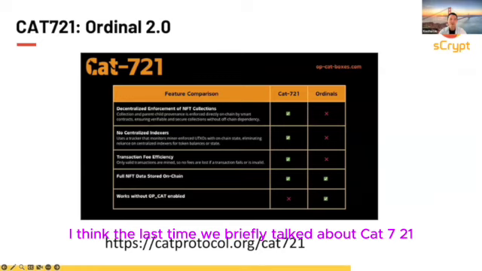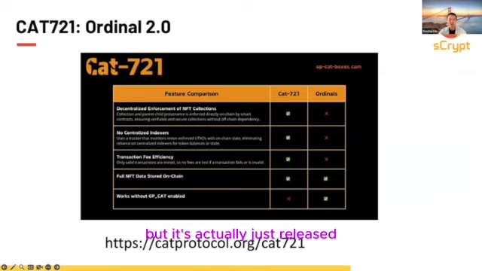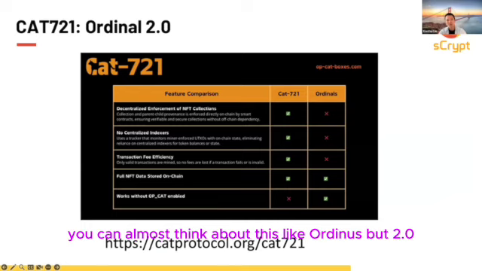Last time we briefly talked about CAT 721, but it was actually just released last week, so this is completely new. I think this is the latest NFT protocol on top of Bitcoin, of course assuming OpCat. For people who have not heard about this, you can almost think of it like Ordinals 2.0.